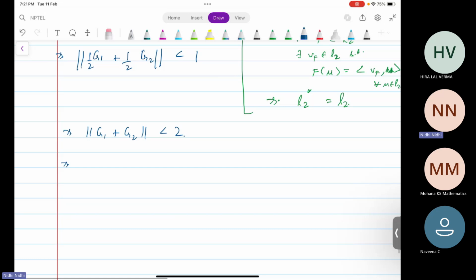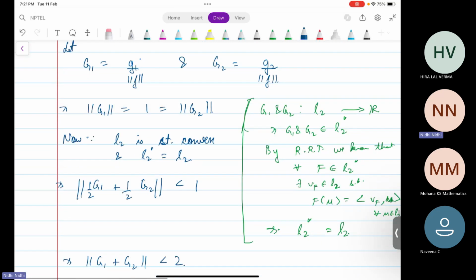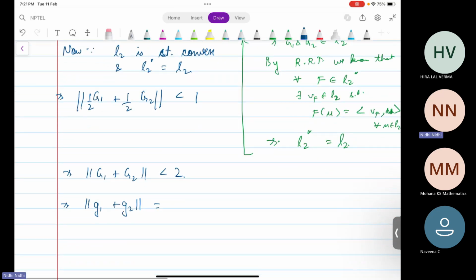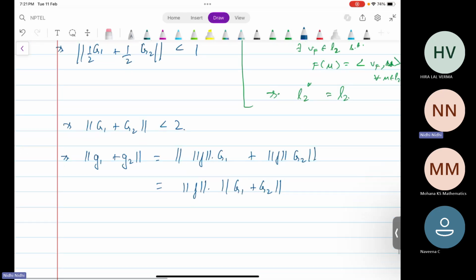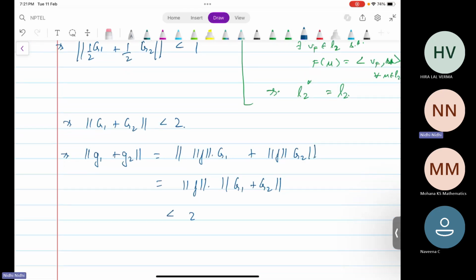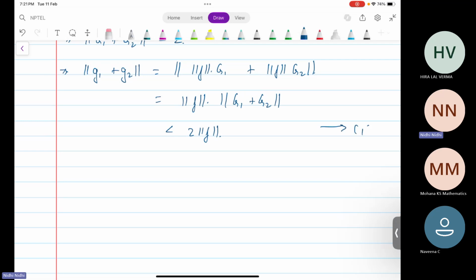Which implies norm g1 plus g2. Now this is equal to, see, small g1 is basically scalar multiplication of capital G1 by norm F. So this is norm F G1 plus norm F G2, which is equal to norm F times norm G1 plus G2. Now this is strictly less than 2 times norm F. Let's mark this as equation first.